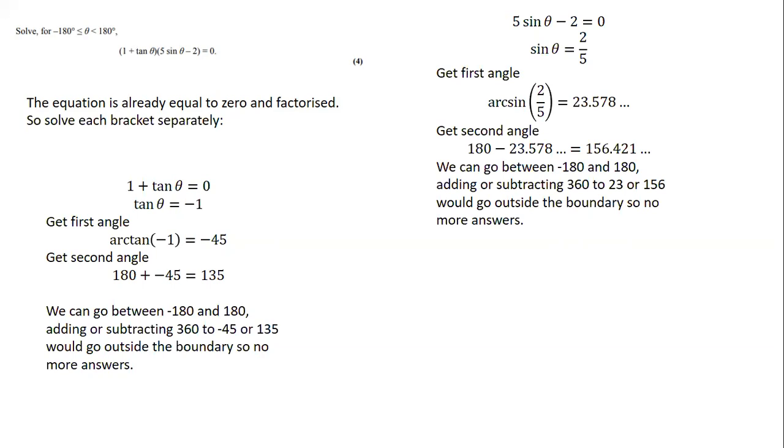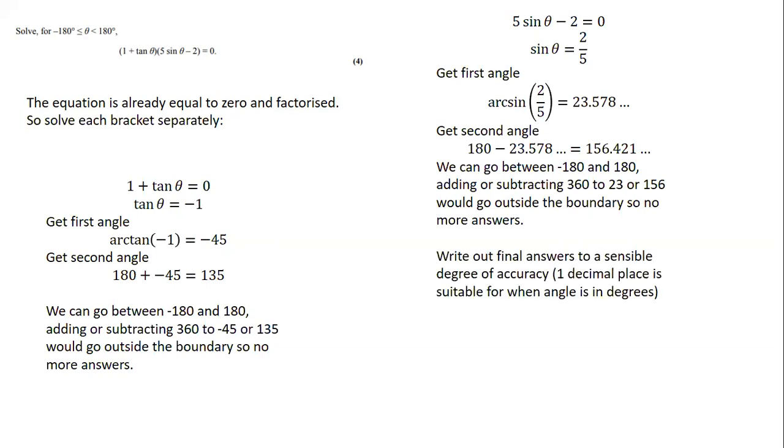And it hasn't told me how to round the answers, so I'm going to do it to a sensible degree. Since it's the angles in degrees, not radians, then 1 decimal place will look fine. Otherwise, 3 significant figures will also be fine. So there's the 4 answers. Yes, its key trick was it was already equal to 0, so the 0 was the important bit.